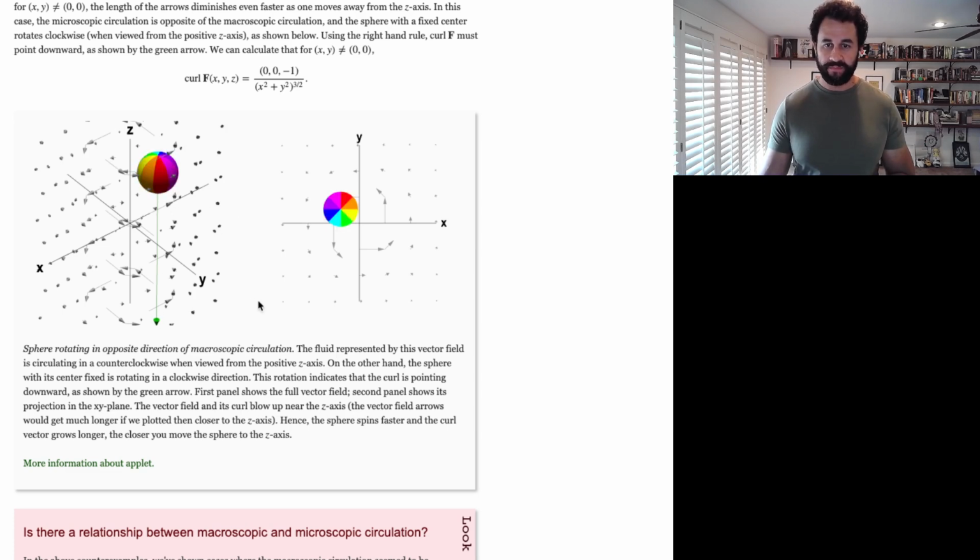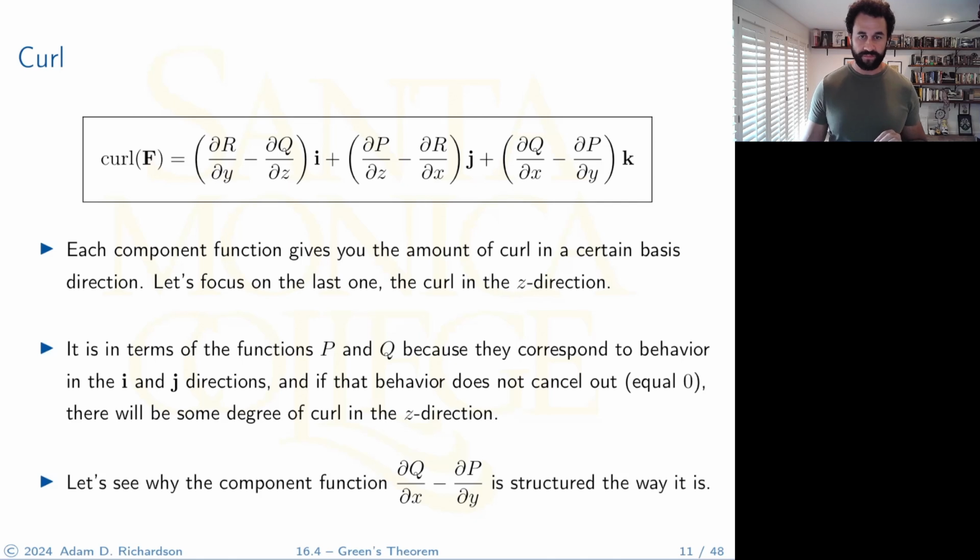There you go. Okay, so I strongly encourage you to look at this website, mess around with these applets on your own, look at the pictures, make sense of them. They're really, really helpful. But let's get back to the slides and look more at the structure of the curl formula.